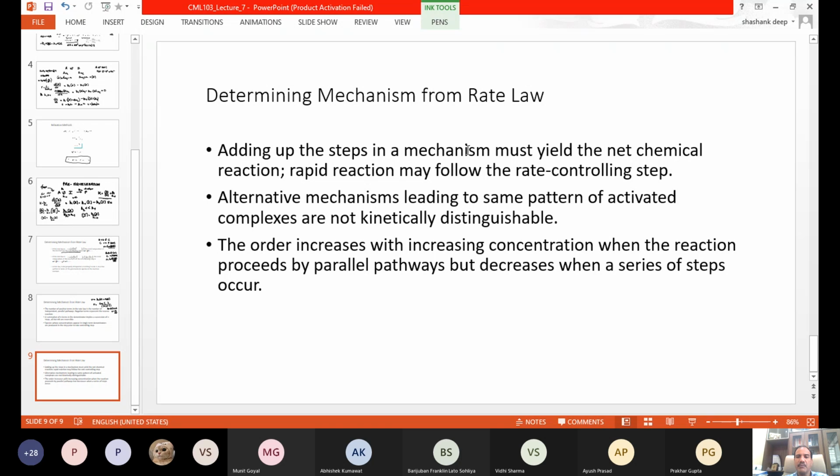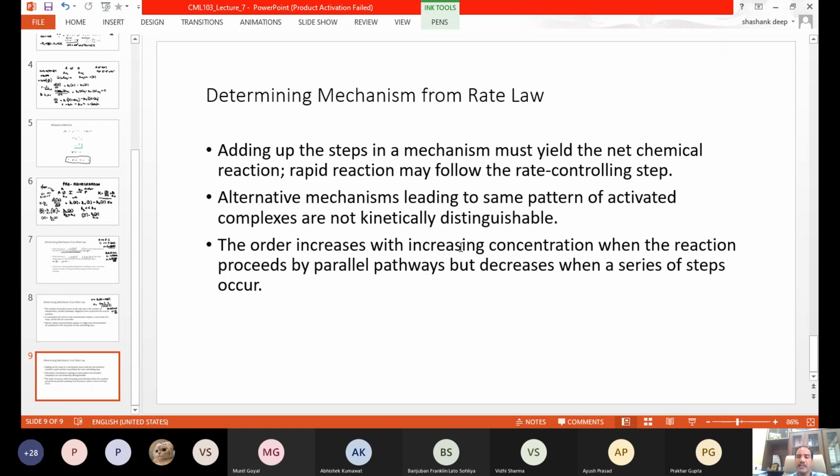Adding up steps in the mechanism must yield the net chemical reaction. Rapid reactions may follow the rate controlling step. Alternative mechanisms leading to the same pattern of activated complexes are not kinetically distinguishable. So please keep in mind that kinetics helps you. The rules which I am going to tell you help you in limiting yourself to a few mechanisms. It may not give you a unique mechanism. In that case, you need to do more experiments.